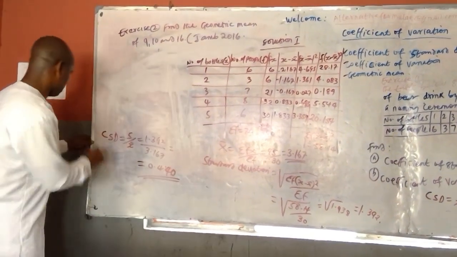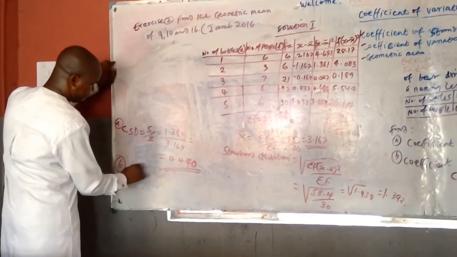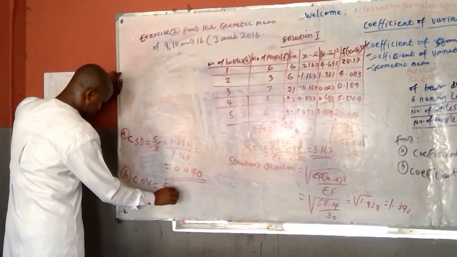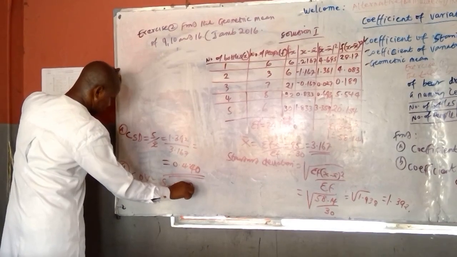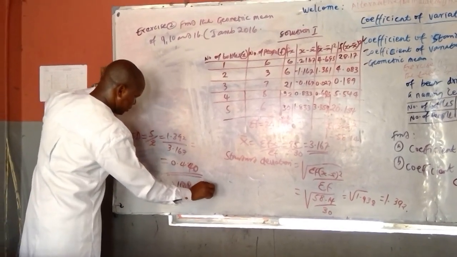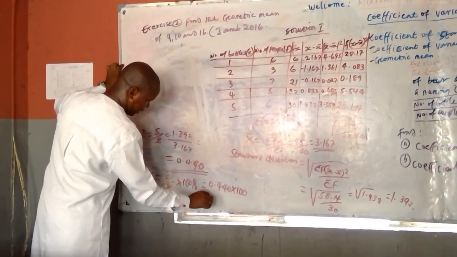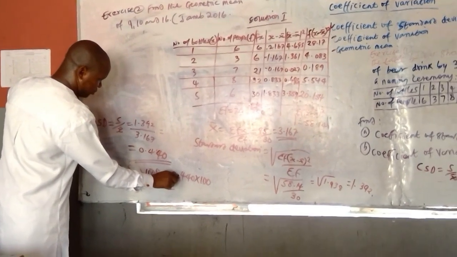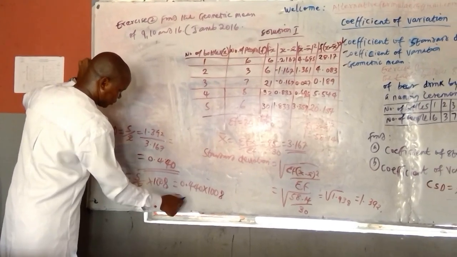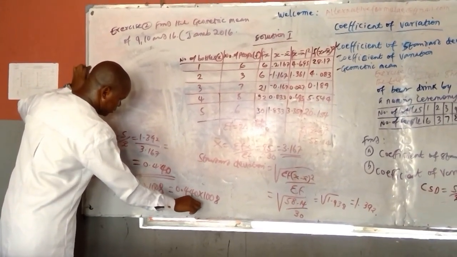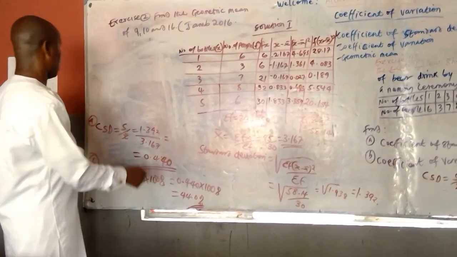Now next, you have answered A. B, coefficient of variation. It is the same value times 100. It further means that this value you have, 0.440 times 100, whatever you have will be in percent. Earlier I told you how to multiply by 100: you just move the decimal point 1, 2 places. So it becomes 44.0, all in percent, which means 44%. That is that. So you have solved the whole of that.